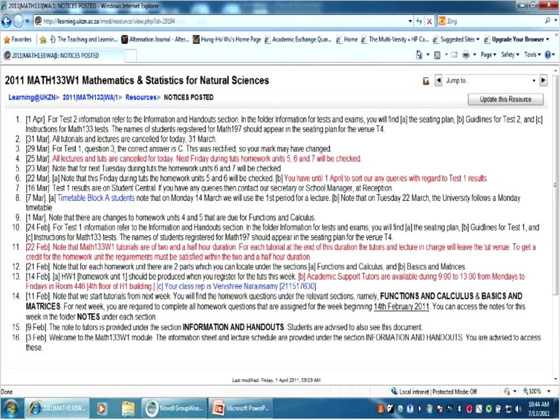The names of students registered for Maths 197 should appear in the seating plan for the venue T4. Now, Maths 197 students wrote the same tests and exams as the Maths 133 students.